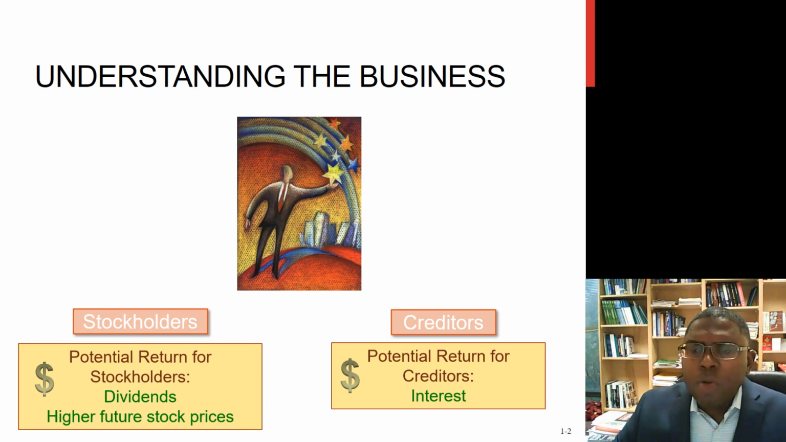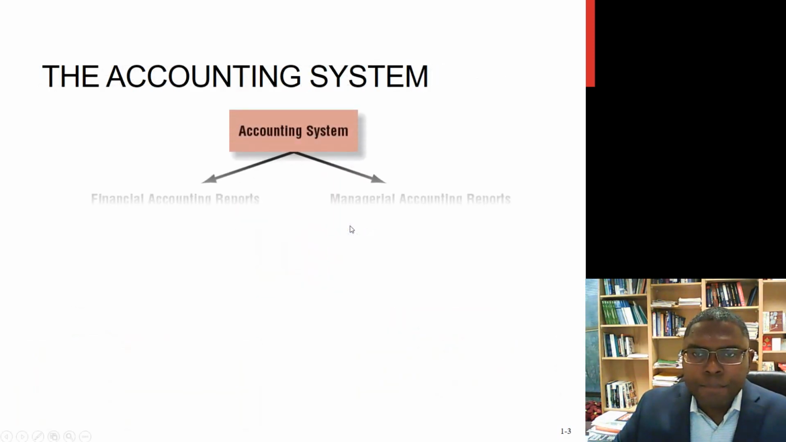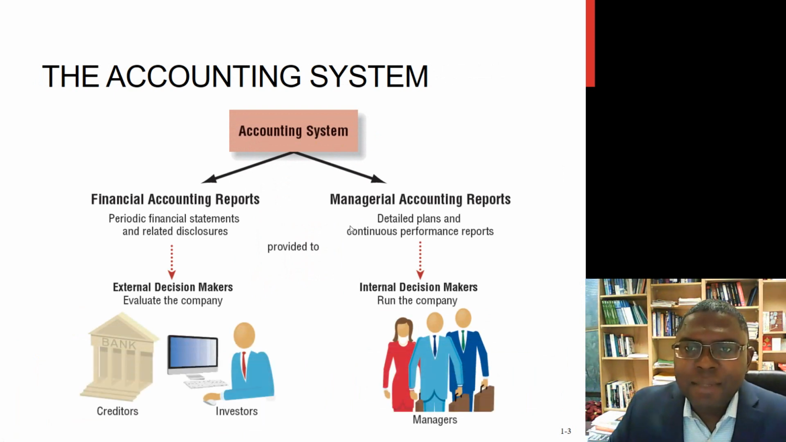So in addition to stockholders, we also have creditors that lend to the business. Their potential return will be interest. They are looking at interest, which is fixed periodic payment for the time of their investment. There are two types of accounting system. These are documentations that provide disclosure and report about the company, and it targets different decision makers.